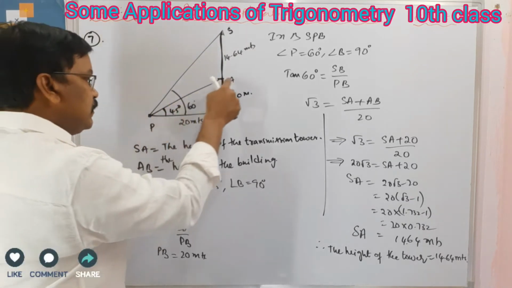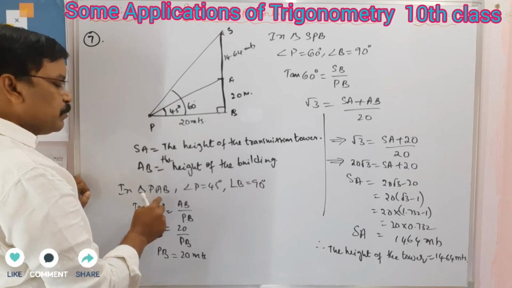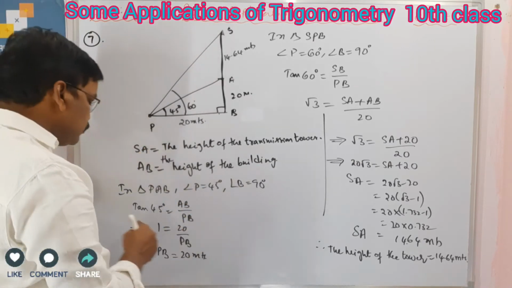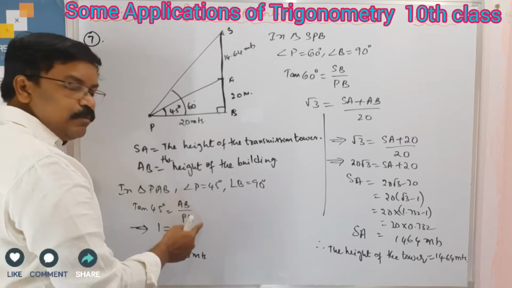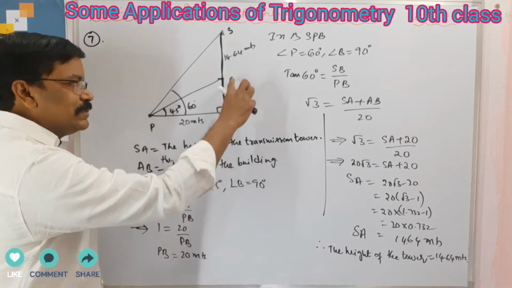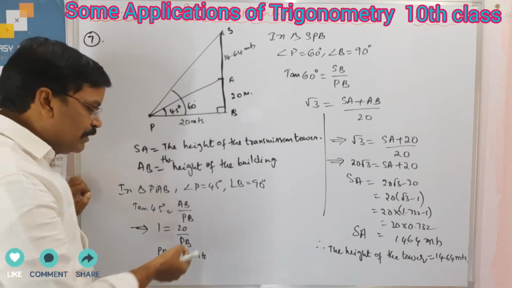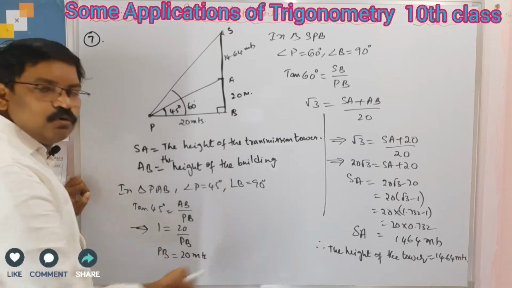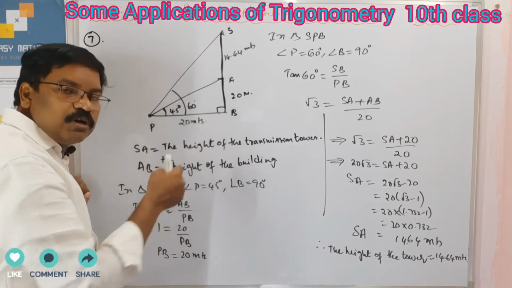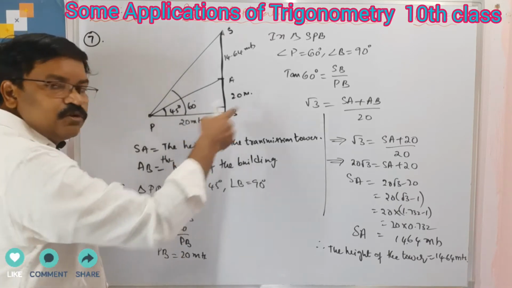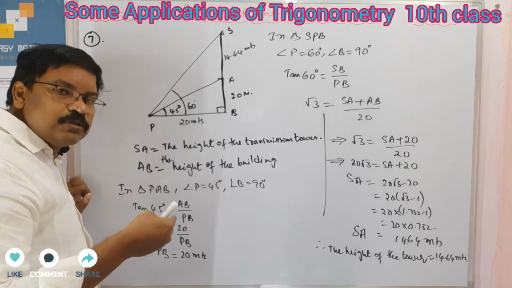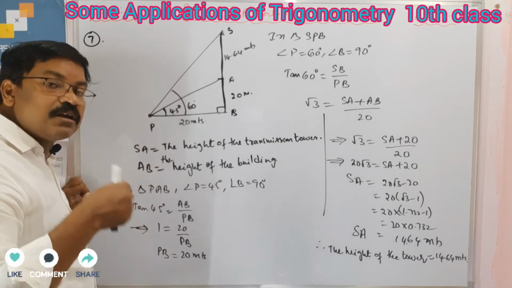First take the triangle PAB. Here this angle P is 45 degrees, angle B is 90 degrees. So take tan 45, opposite side by adjacent side. Tan 45 is 1. So this is 20. 20 means this is the height of the building. It is given in the statement. 20 by PB. So PB is equal to 20. So PB means the distance between the point and the bottom of the building. So both are 20, 20. Whenever the acute angle is 45 degrees, the opposite and adjacent sides are equal.